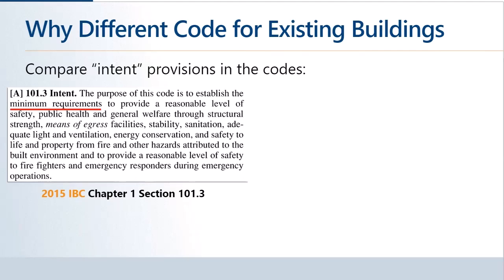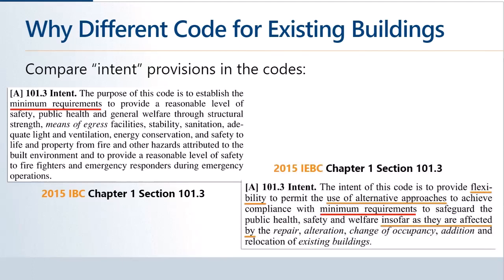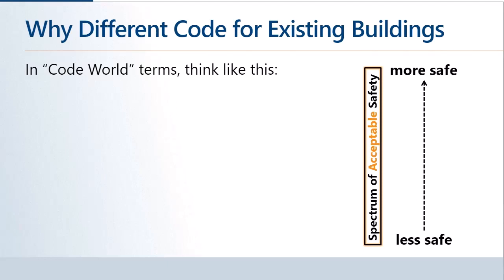And if we compare and contrast that same section from the International Existing Building Code, you'll see some differences right off the bat. The intent of this code is to provide flexibility to permit the use of alternative approaches to achieve compliance with minimum requirements, to safeguard the public health, safety, and welfare insofar as they are affected by, and then all the things we can do to an existing building. So you can see right off the bat that this book is going to be different. There is going to be something different in a code world sense as to how the existing building code provisions are going to apply.